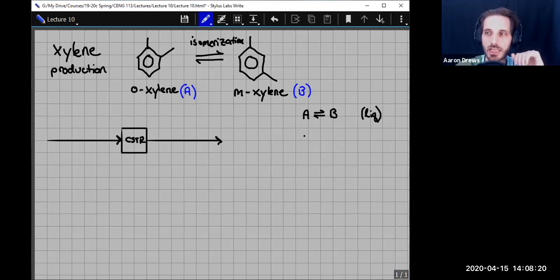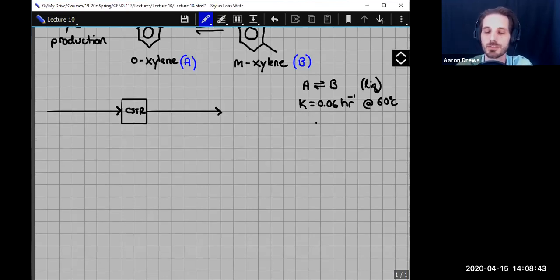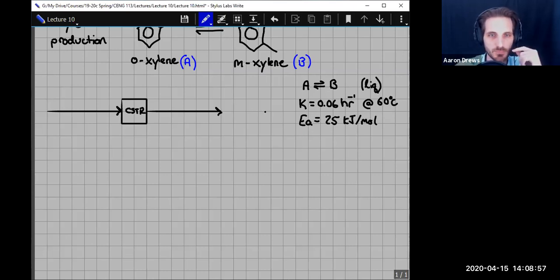So we've got this reaction A goes to B, and we know that its rate constant is 0.06 per hour, specifically at 60 degrees C. This is the type of information that's very often provided at the beginning of a problem statement: what's the reaction, what's the rate constant at a particular temperature, and maybe they tell us the activation energy. In this case, I think I said it was 25 kilojoules per mole. And then they tell us a little bit about what's being fed into the system.